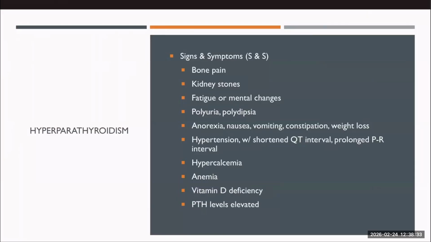Signs and symptoms: bone pain, you're resorbing the bone. Kidney stones, all the excess calcium can precipitate, causing the stones. Mental changes, maybe some GI upset. This is important as well: shortened QT interval, prolonged PR interval. You'll see this on EKG. I have a picture for you in a second. Obviously, hypercalcemia, because PTH is going up, so calcium will go up as well. Anemia, vitamin D deficiency eventually, and PTH will be elevated.